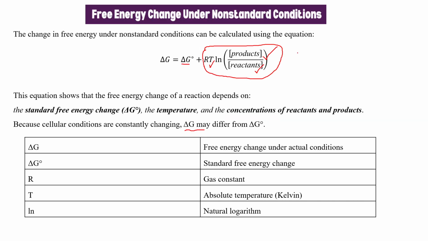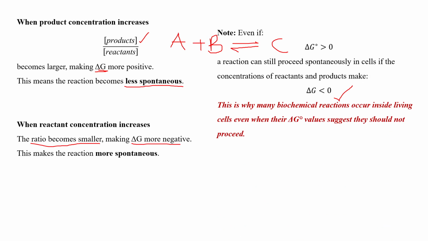It depends on the products, and it also depends on the reactants. These are the main three things that we need. Don't forget, these are the main three things. So you can jot it down somewhere: temperature, concentration of the reactant, and products. Okay, so now let's move on.